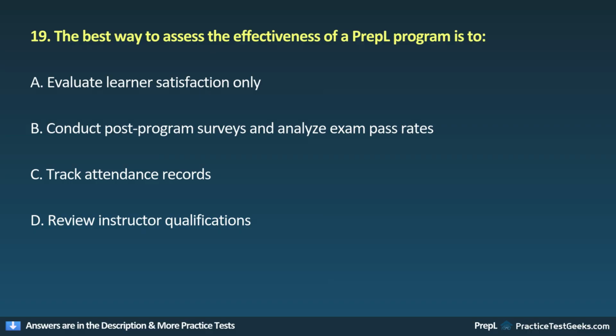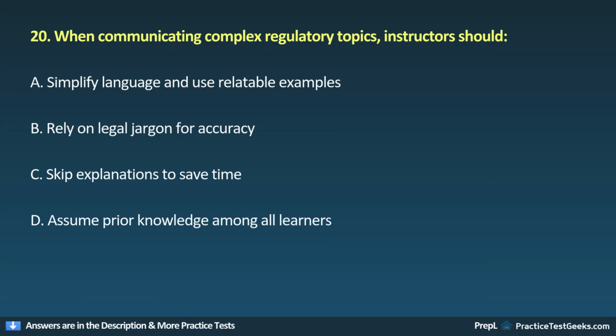19. The best way to assess the effectiveness of a PrepL program is to A. Evaluate learner satisfaction only. B. Conduct post-program surveys and analyze exam pass rates. C. Track attendance records. D. Review instructor qualifications. 20. When communicating complex regulatory topics, instructors should A. Simplify language and use relatable examples. B. Rely on legal jargon for accuracy. C. Skip explanations to save time. D. Assume prior knowledge among all learners.